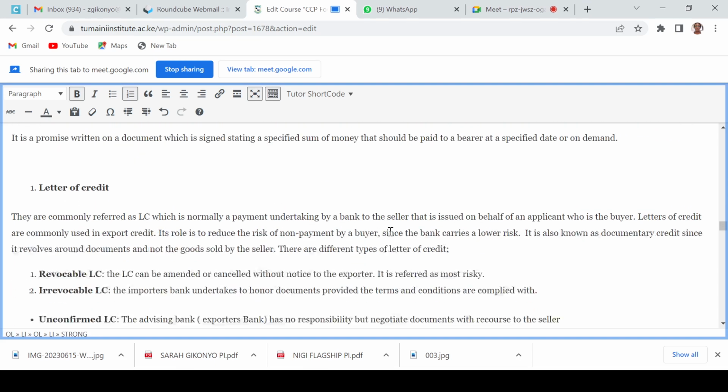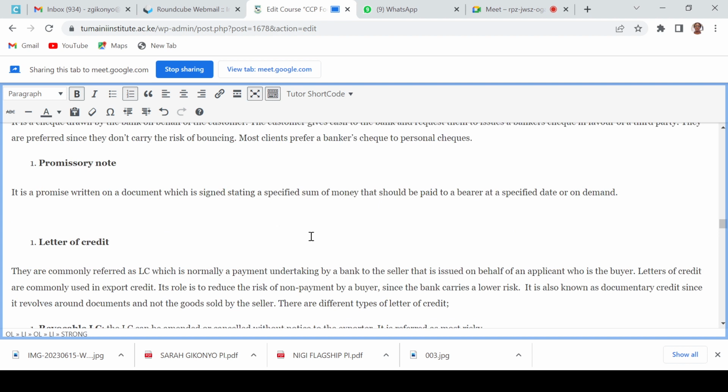Then the other one we will talk about is what we call a promissory note, which is also a note requiring somebody to pay a given amount of money on demand. Again, it's a promise written on a signed document stating a specified sum of money that should be paid to a bearer at a specified date or on demand. So long ago these were common.